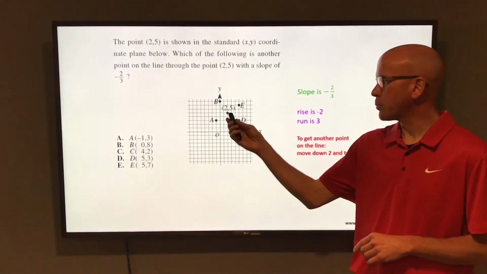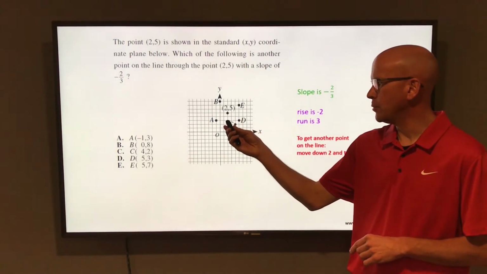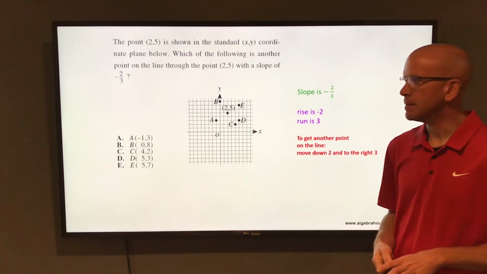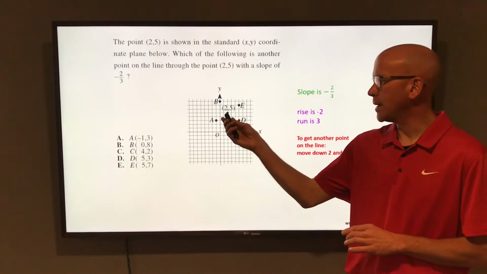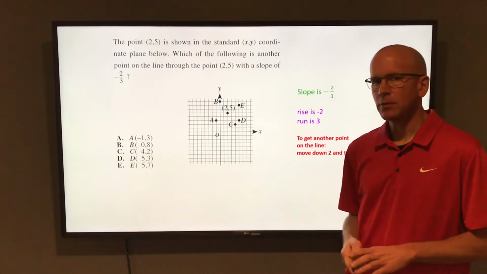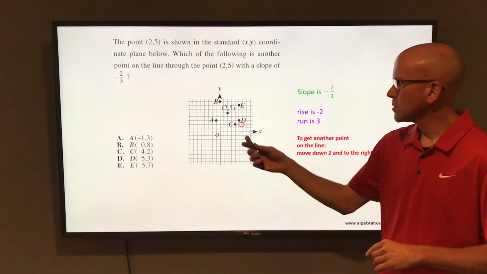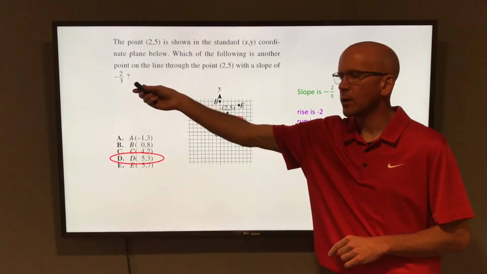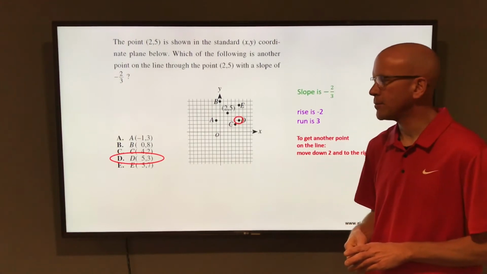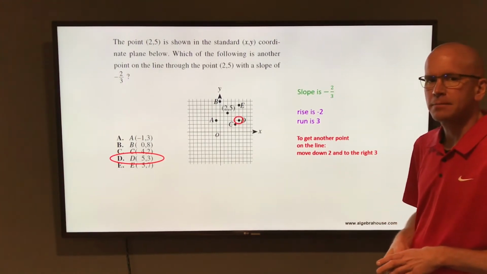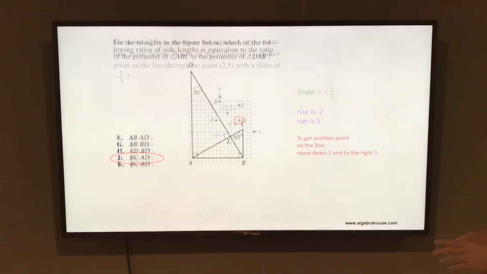So if you start at that point 2, 5 and go down 2 and to the right 3, you're going to end up right there at letter D. Now if you check the other way, go up 2 and to the left 3, you're not going to hit any other point that's on there. So from that point 2, 5, if you go down 2 and to the right 3, using the rise over run or slope of negative 2/3, you're going to hit letter D, and that is letter D, 5, 3.